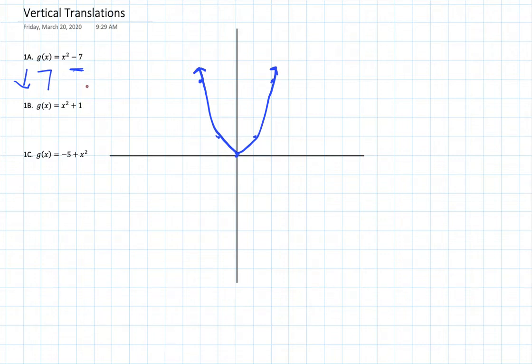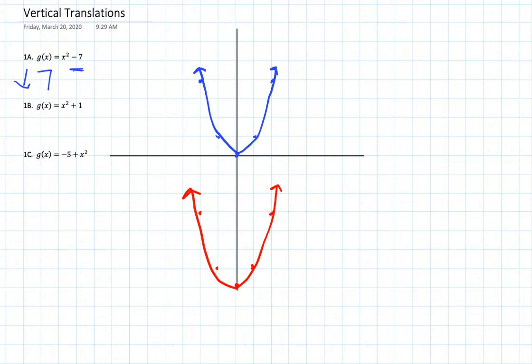And my new one will be down 7. 1, 2, 3, 4, 5, 6, 7. So every point is actually moved down 7. So if I moved every point down 7, this is actually what it would look like. And that's just a way I can graph it without having to plug in numbers. But you can always plug in numbers. When in doubt, whenever you're graphing something, always plug in numbers.